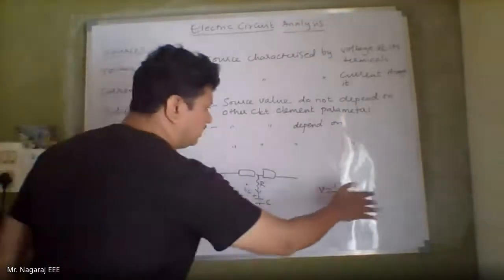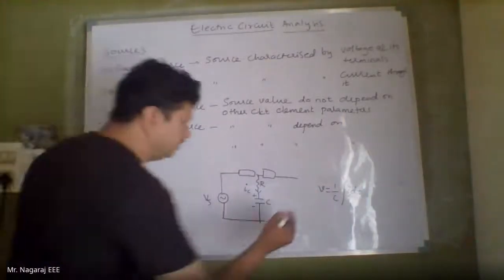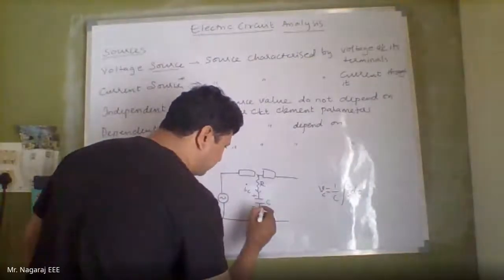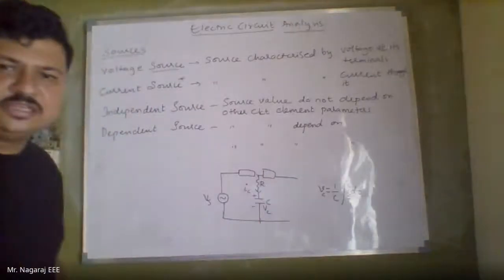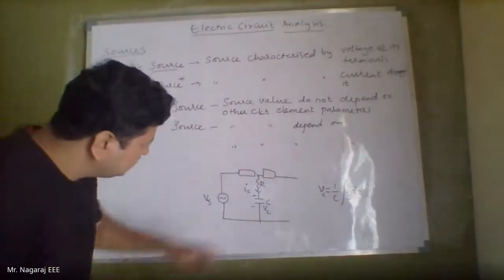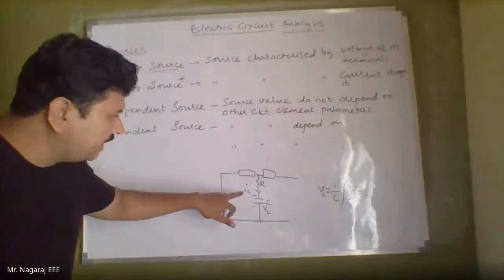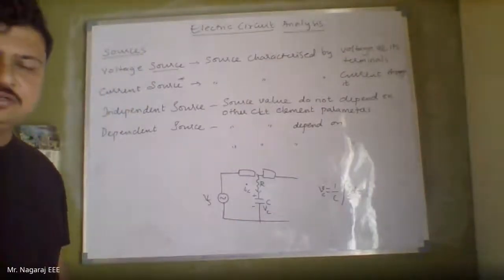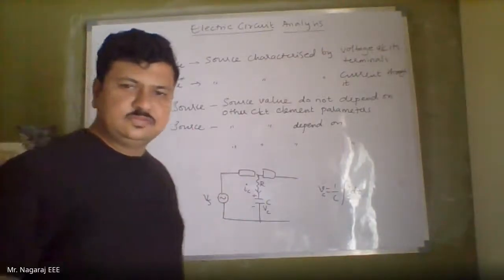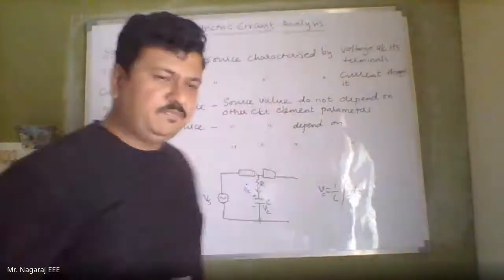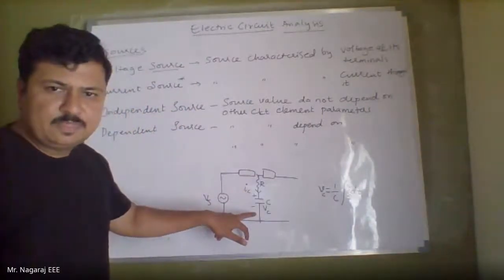Don't worry about the equation, how it came about, just remember. Now see, the voltage across the capacitor VC depends upon the current through this capacitor. Can I say this capacitor voltage is dependent on the current IC? So this will become a current controlled voltage source. Fine.